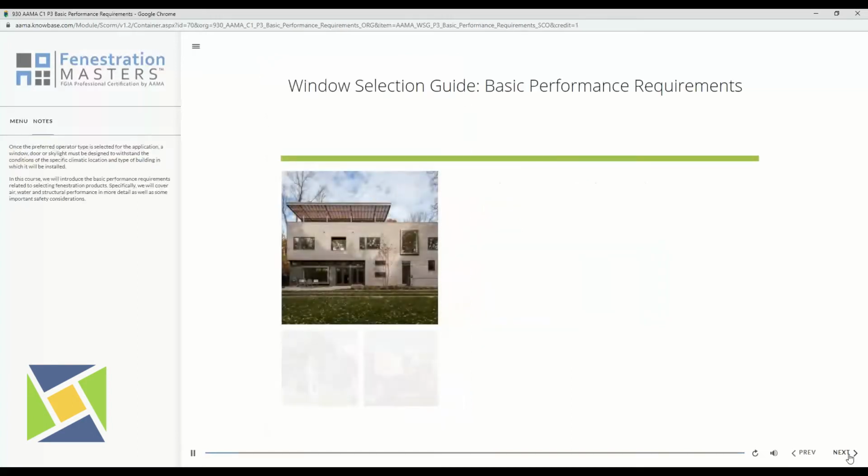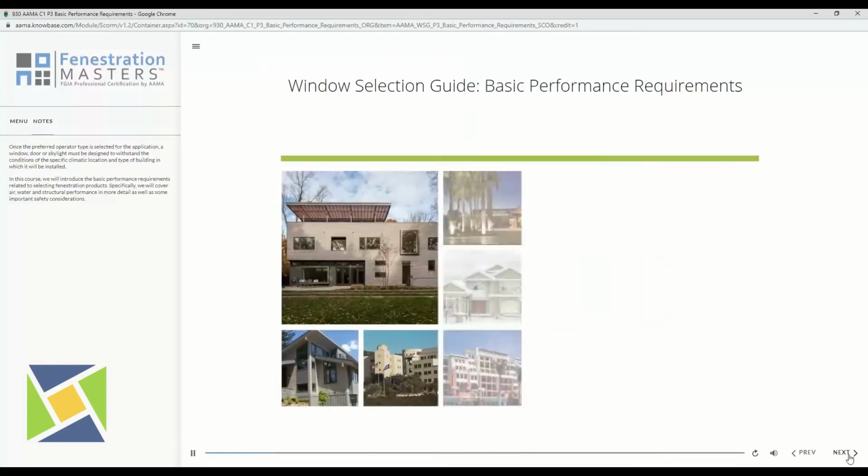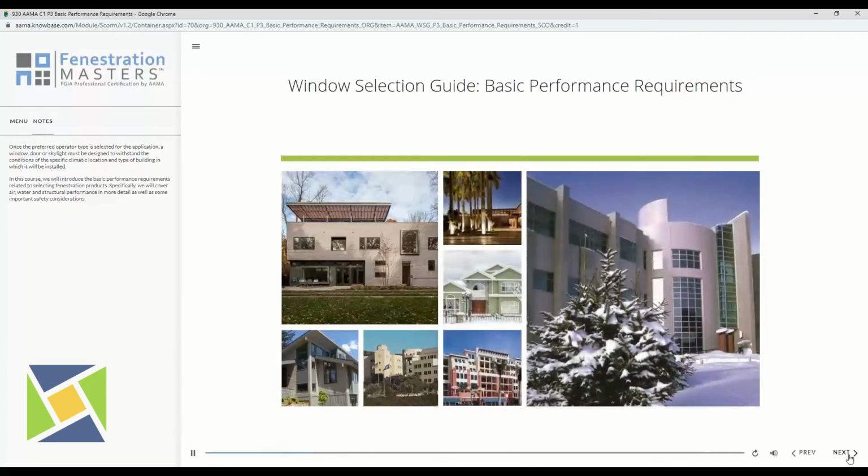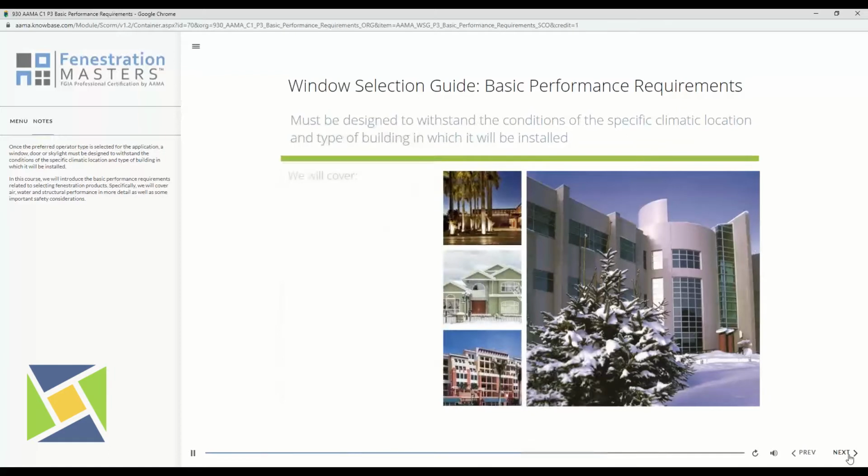Once the preferred operator type is selected for the application, a window, door, or skylight must be designed to withstand the conditions of the specific climatic location and type of building in which it will be installed. In this course, we will introduce the basic performance requirements related to selecting fenestration products. Specifically, we will cover air, water, and structural performance in more detail, as well as some important safety considerations.